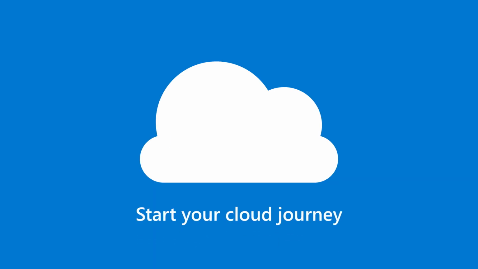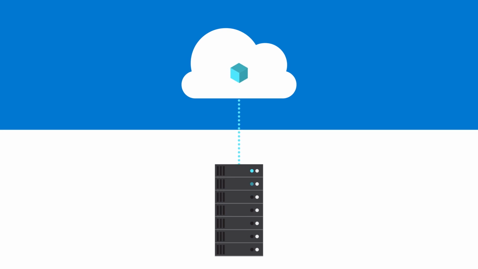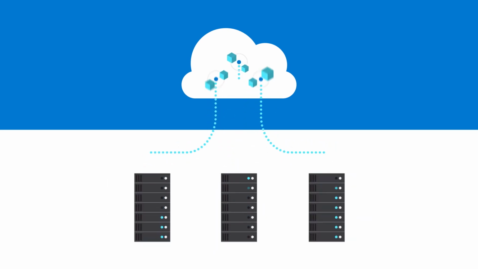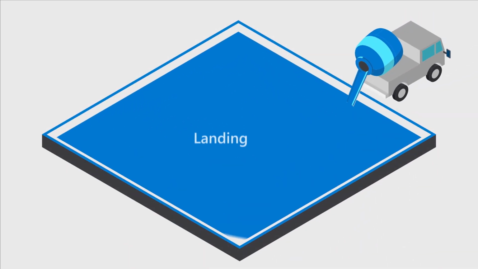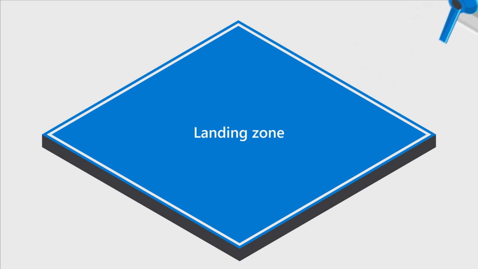As you prepare for cloud migration, you want to securely move your workloads, but it's also crucial to scale and innovate. Scalable migration starts with building a landing zone. A landing zone is an environment for hosting your workloads, pre-provisioned through code.